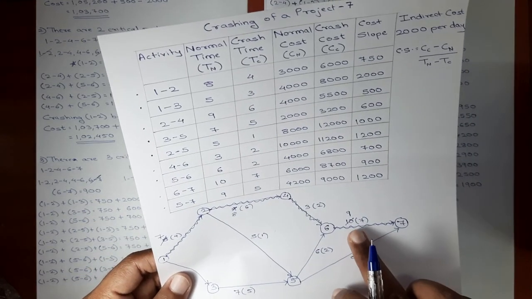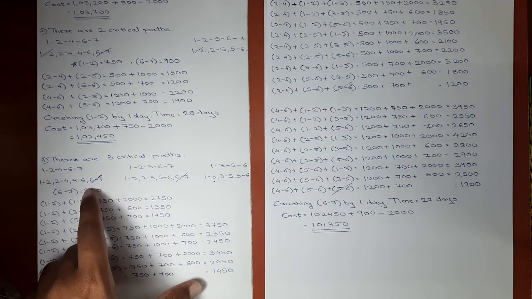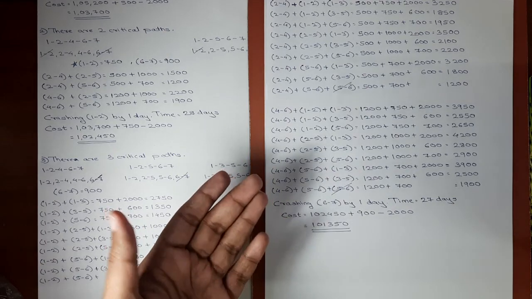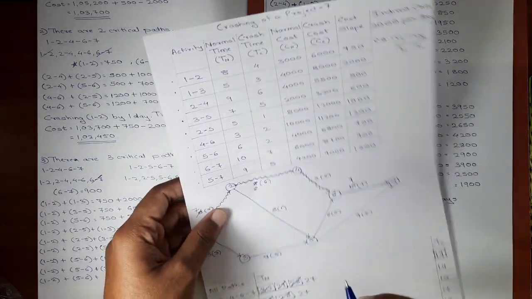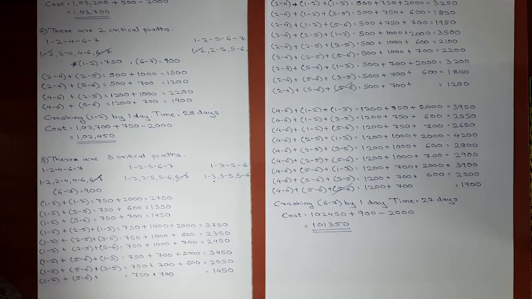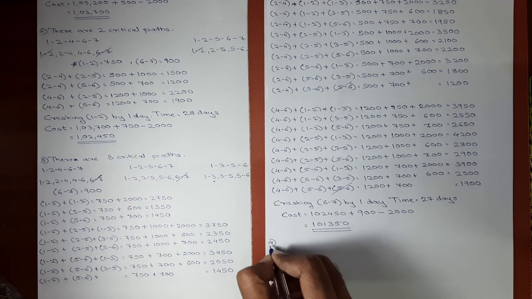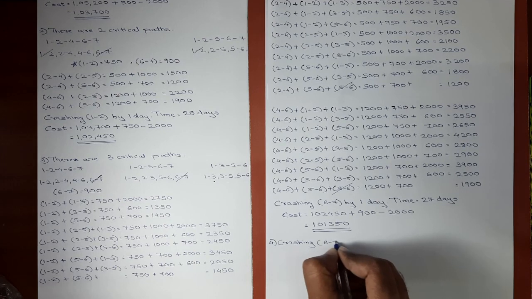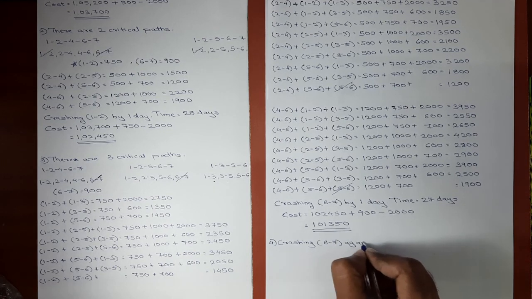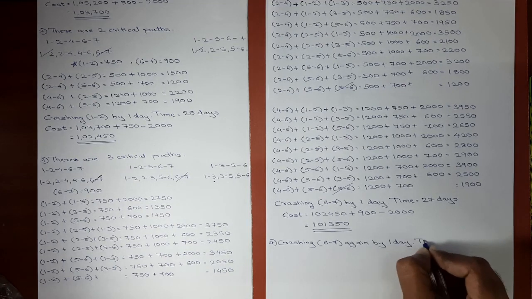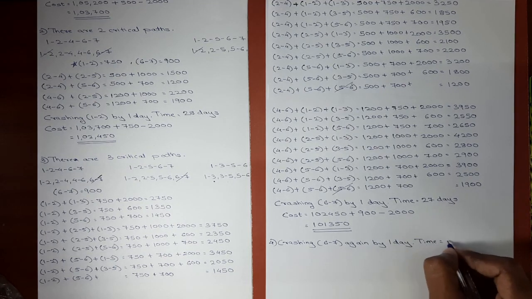There is a scope for crashing, and while crashing in third step, no activity was exhausted and no new critical path is added. Okay, the critical paths are again the same, 27, 27, 27. So here we'll crash activity 6.7 again. In fourth step of crashing, we'll crash 6.7 again by 1 day. Time in third step was 27 days, now it will be 26 days.